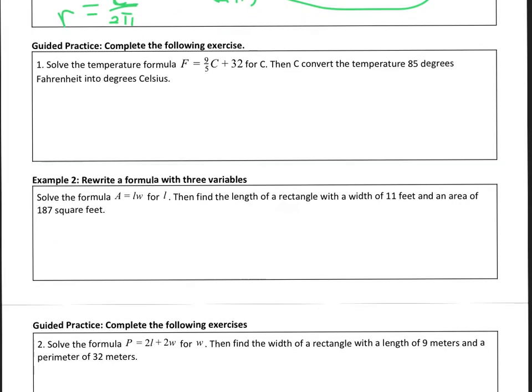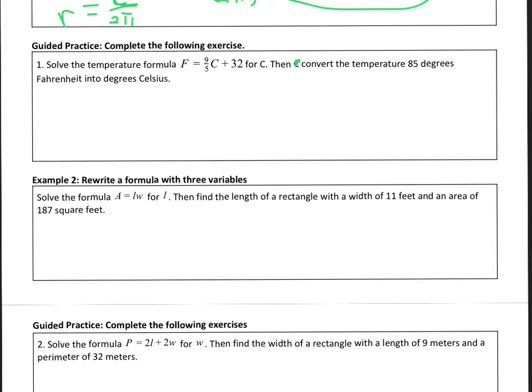So take a minute, pause the video, do the guided practice. Once you're ready, restart the video, and I will go through explaining how it's done, and then you can check with me. So, guided practice number 1. It says solve the temperature formula, Fahrenheit for Celsius, and then convert the temperature 85 degrees Fahrenheit into degrees Celsius. I made a little bit of a typo there, so forget that little C, but we're converting the temperature from Fahrenheit to Celsius.